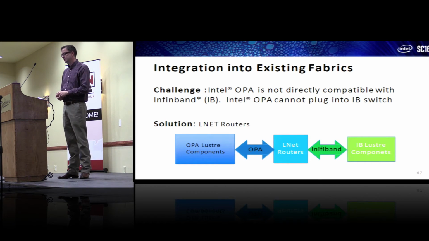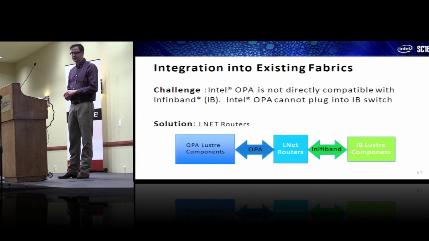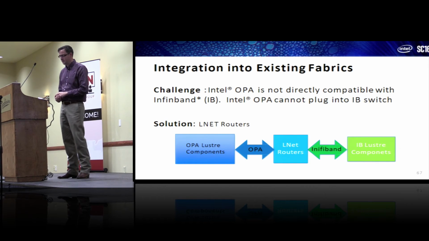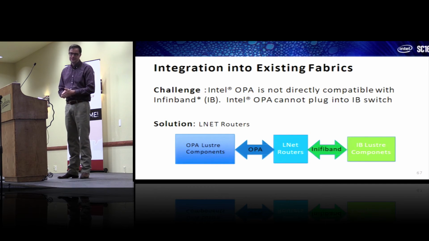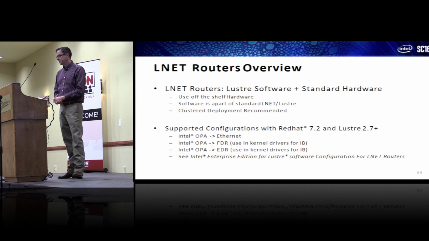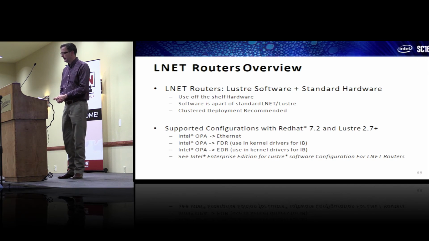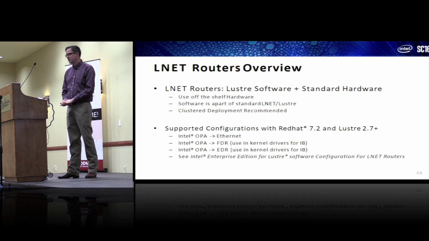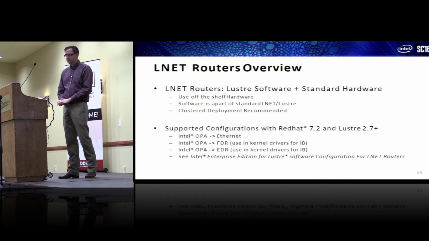You can, and this isn't just about InfiniBand and Omnipath. This could be InfiniBand and Cray or Ethernet or Omnipath and all kinds of different ways to mix and match LNet routers in your environment. You can take Lustre Omnipath components, install LNet routers, and bridge that to InfiniBand, and really bridge that to anywhere else you want to bridge it to. LNet routers are simply Lustre software with standard hardware. There's no special hardware required. You can use off-the-shelf hardware, and certain OEMs have certain solutions for this.